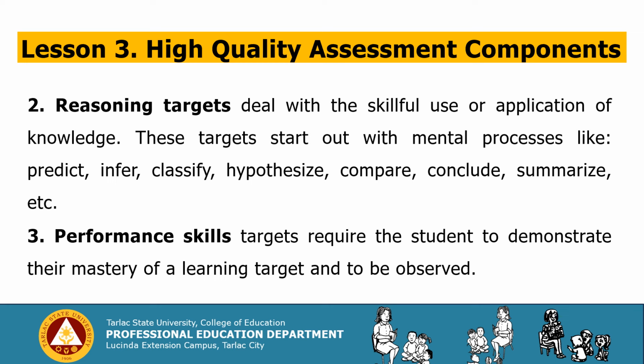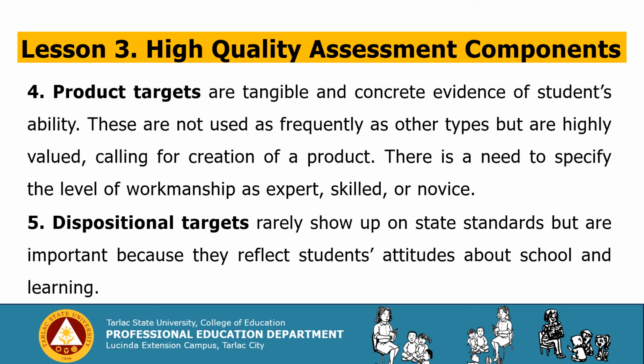Number three, performance skills targets require the students to demonstrate their mastery of a learning target and to be observed. Number four, product targets. These are tangible and concrete evidence of students' ability. These are not used as frequently as other types, but are highly valued, calling for creation of a product. There is a need to specify the level of workmanship as expert, skilled, or novice.